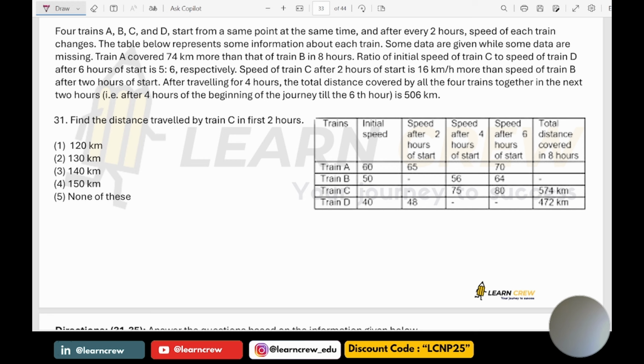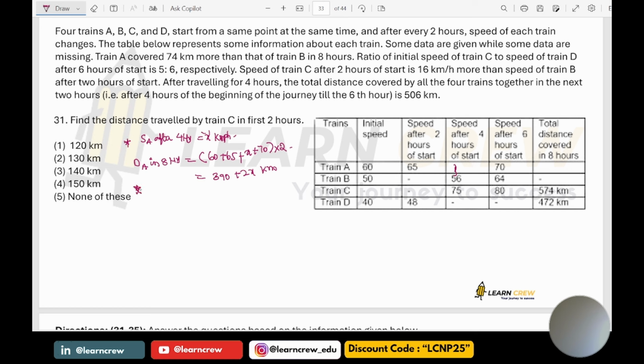So different questions are given. Now let us make this complete. Speed of train A after 4 hours, let it be X kilometer per hour. So total distance covered by train A in 8 hours would be how much? Here, 60 plus 65 plus X plus 70, into 2. How much are you going to get here? 390 plus 2X kilometers. Okay, now next. This is about A.